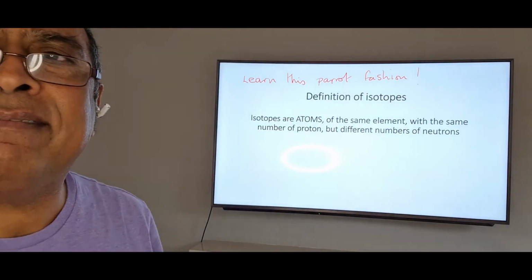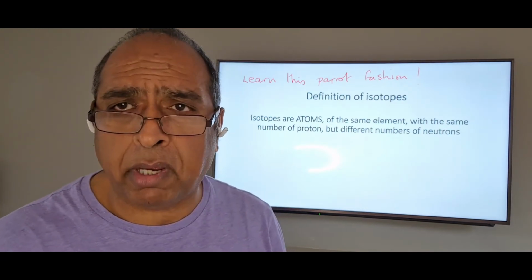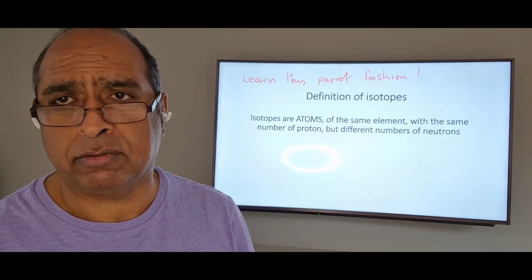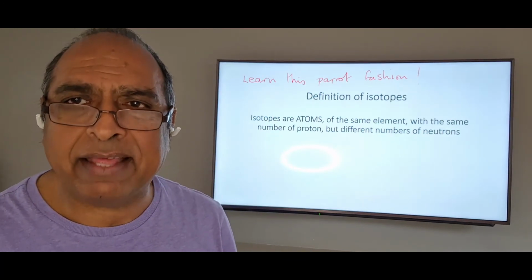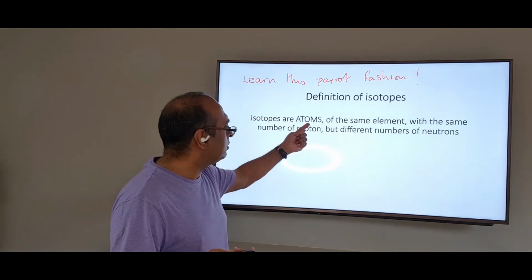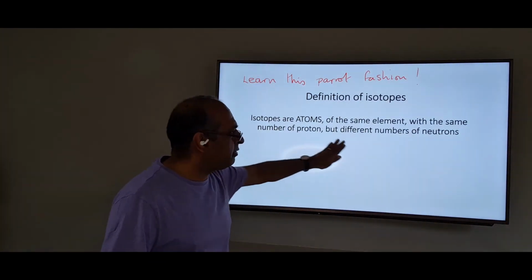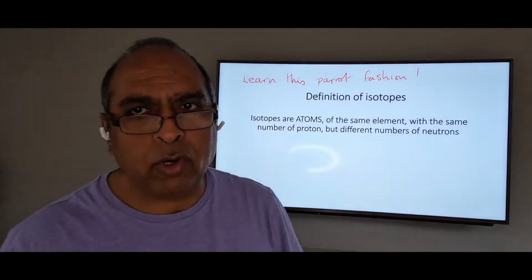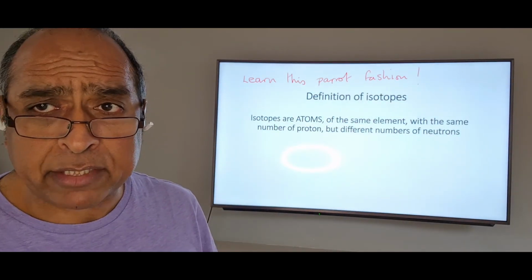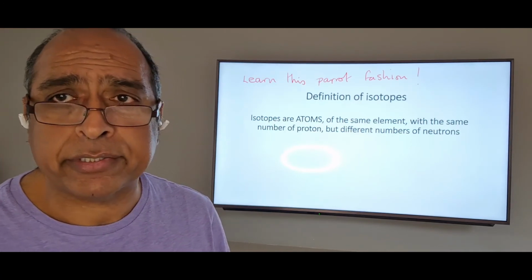The problem I have with tests is that when I ask what is an isotope, people write "same protons, different neutrons." And they don't really get the appreciation that they are atoms. Atoms of the same element with the same number of protons, different numbers of neutrons. I want you to say all of that. Learn that parrot fashion, and if an exam asks you, regurgitate that into the answer.